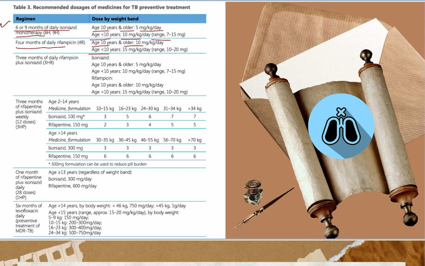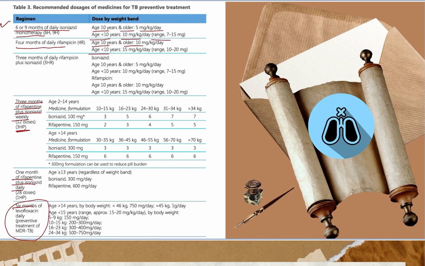3 months of daily rifampicin plus isoniazid. 3 months of rifapentine plus isoniazid weekly. 1 month of rifapentine and isoniazid daily. 6 months of levofloxacin daily, that is a preventive treatment for MDR-TB.